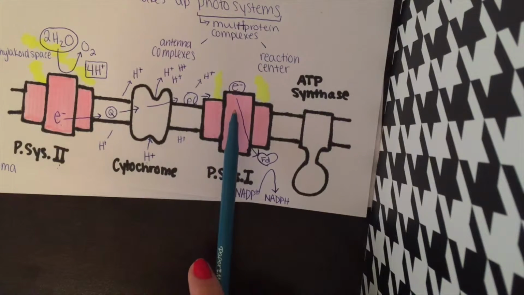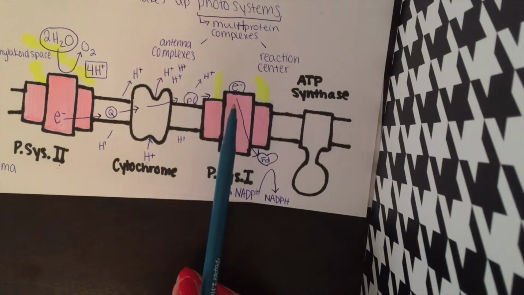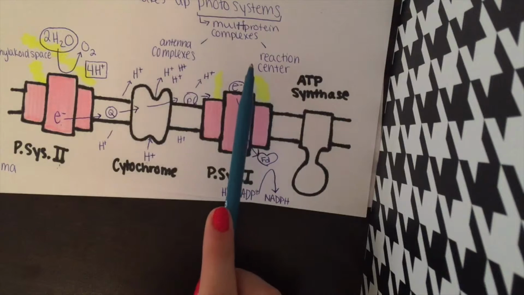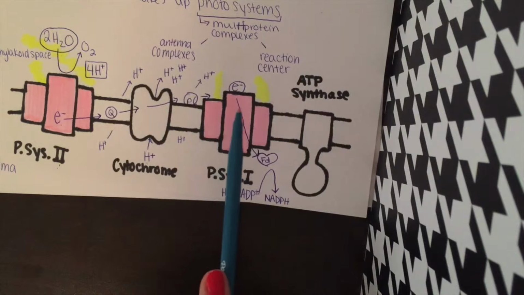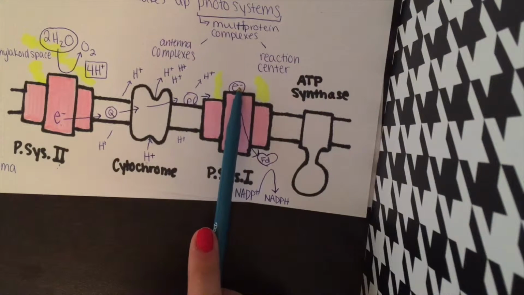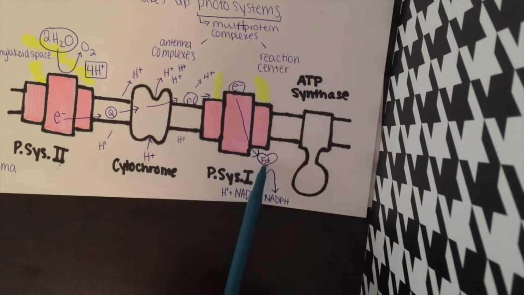Now, this electron then gets transported to photosystem 1. It's almost the exact same thing as photosystem 2. Light comes in, goes to the antenna complexes, and this gives the reaction center enough energy to take this electron and bring it down to a cute little heart-shaped protein called ferredoxin. I'm not sure, again, if you have to know the name, but it's important because it takes NADP plus and makes it into NADPH. So it takes hydrogen plus NADP plus and makes NADPH.